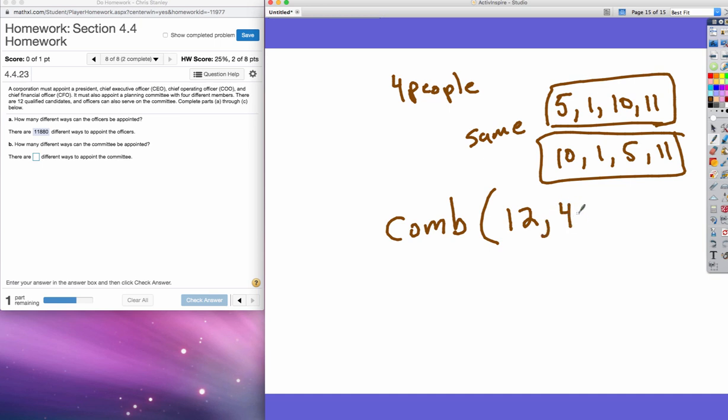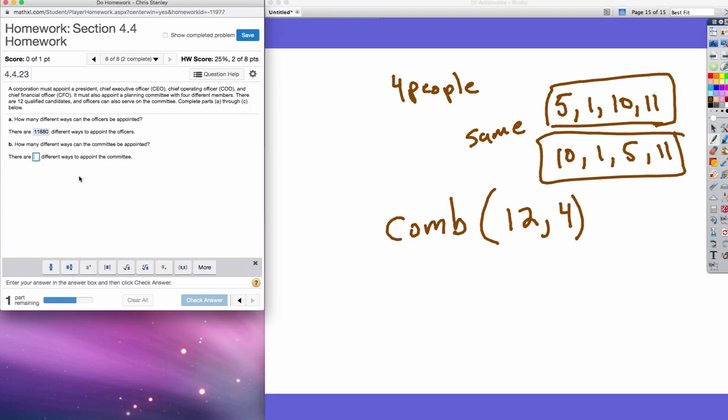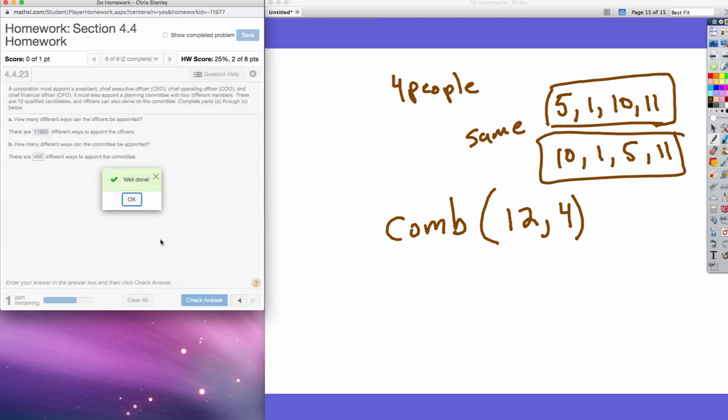So we have a comb, 12 people, and 4. Go to StatCrunch and you could do it that same way. It should be way less: 495. So when order does not matter, it's way less.